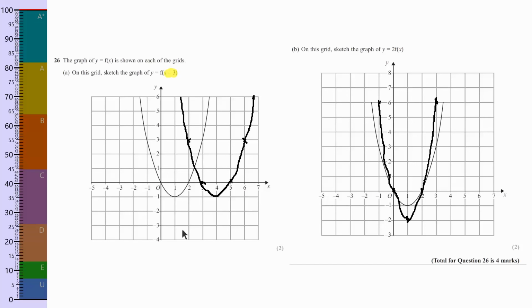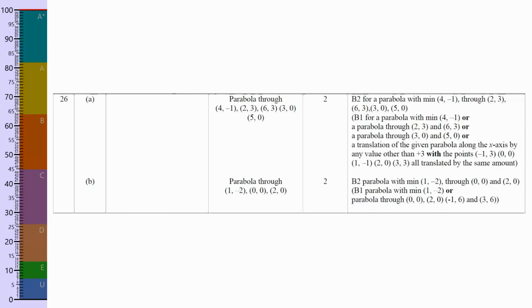Okay, so let's have a look and see how well you did on the mark scheme. And these points here are the same as the points in the graphs I've just done, so it's checking to see that you've got a parabola, which is just a curve that goes through those points, and for the second one that you've got a curve going through those points.